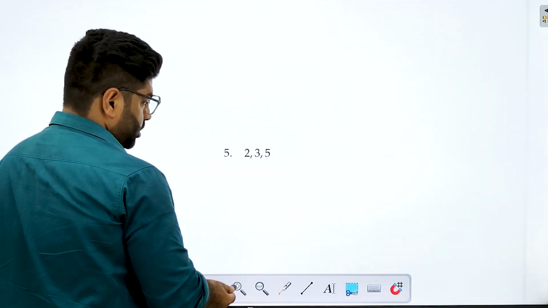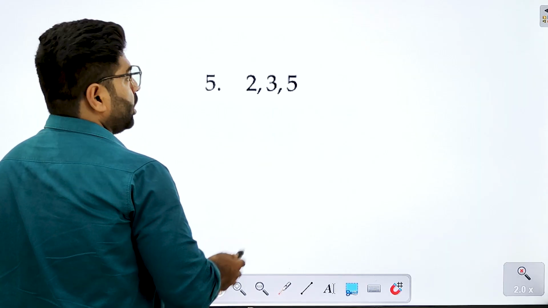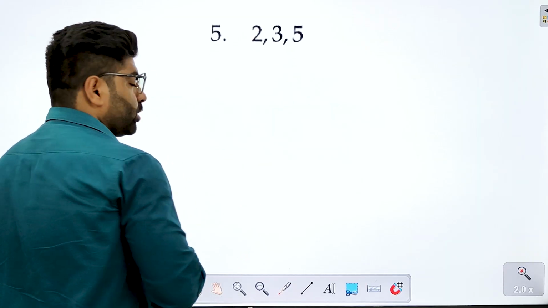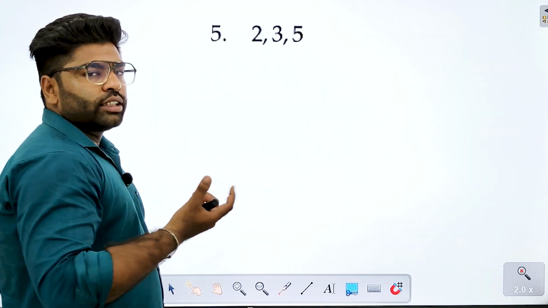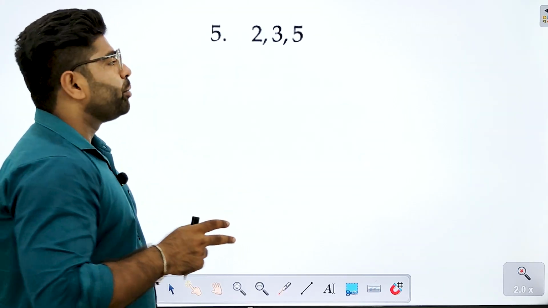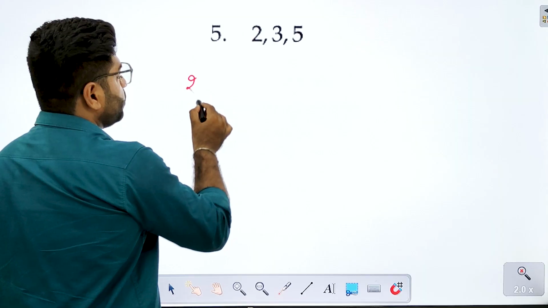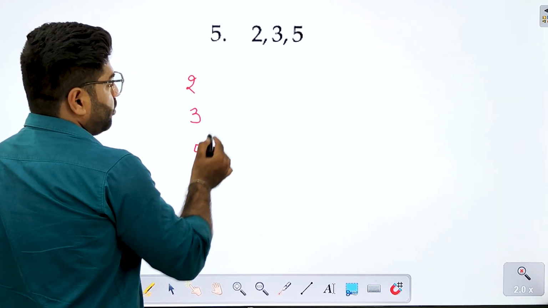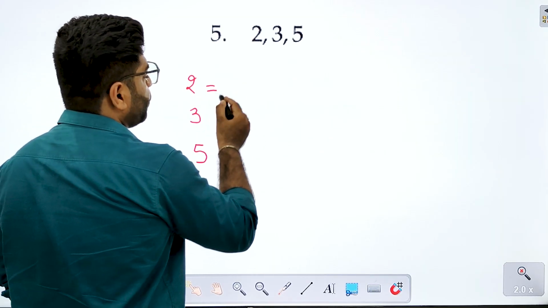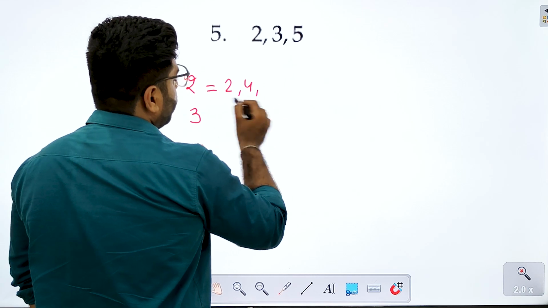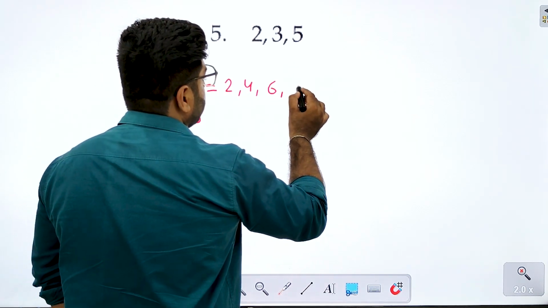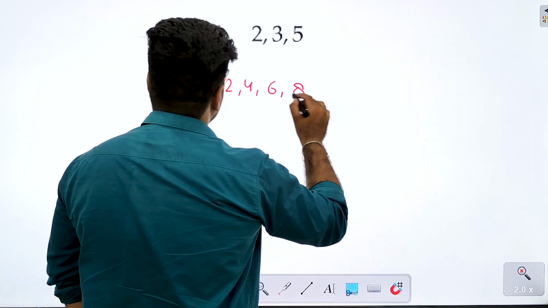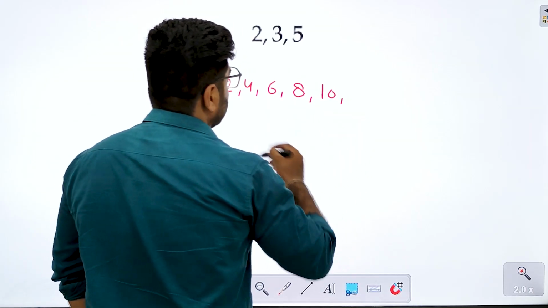Okay, let's pick up one more example, just like the fifth part. Here we are having three numbers, 2, 3, 5. We have to find the first two common multiples. So let's write the multiples of 2, just like 2, 4, 6, 8, 10.